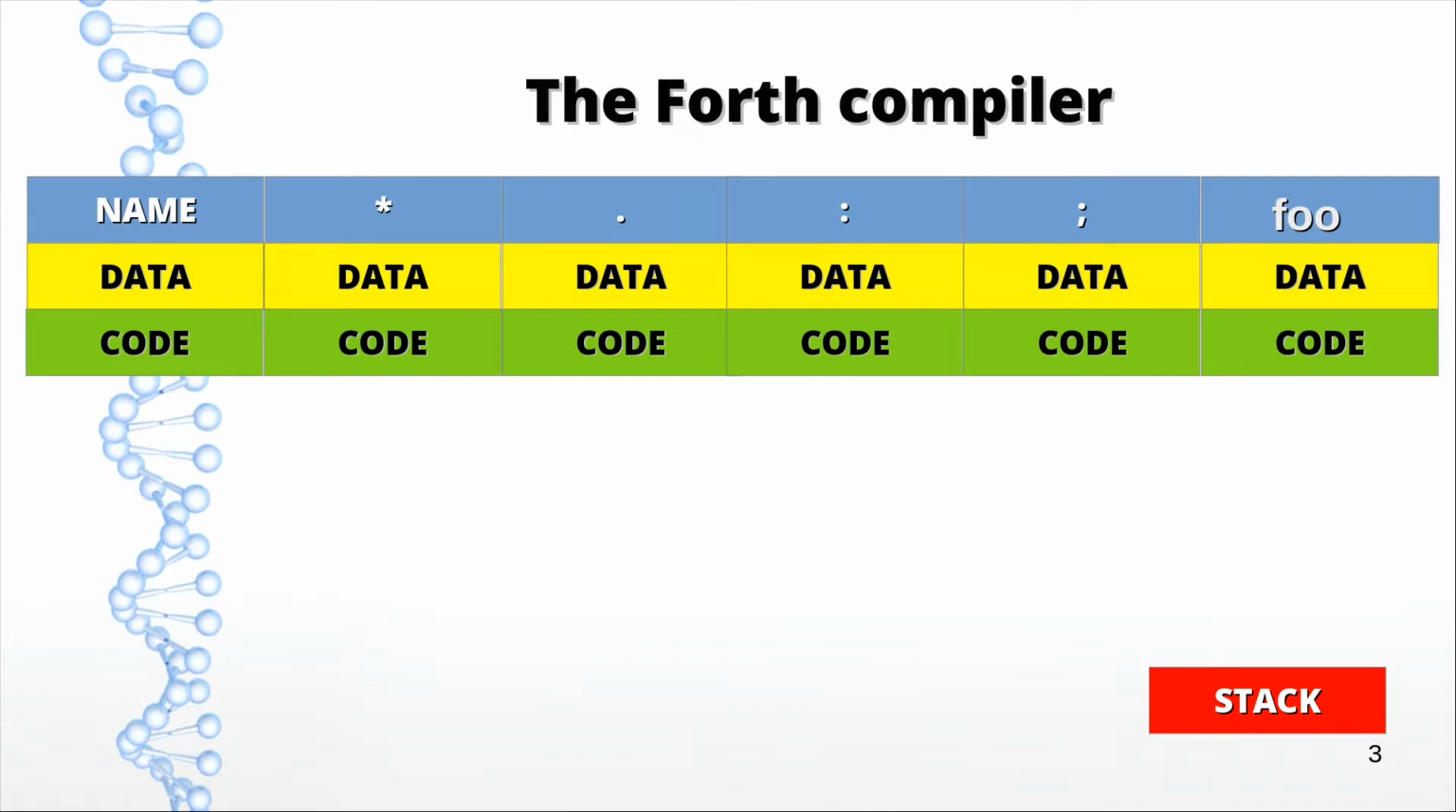Finally, the semicolon is found and executed. This one will add one piece of code to your definition, and that is exit, Forth's equivalent of what other programming languages call return. It also shuts down the compilation mode, so we can return to the interpreter.